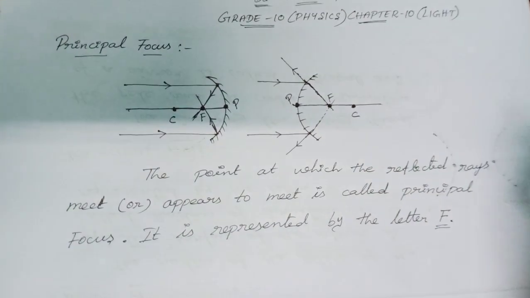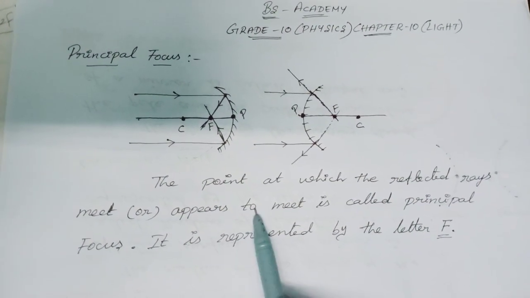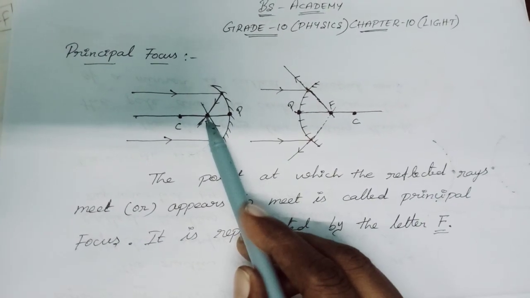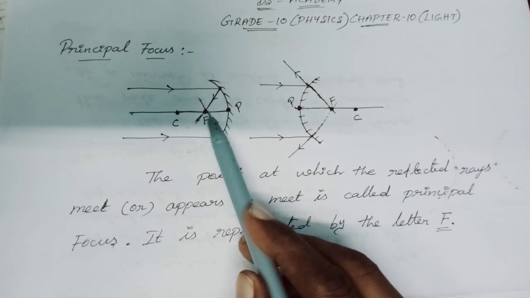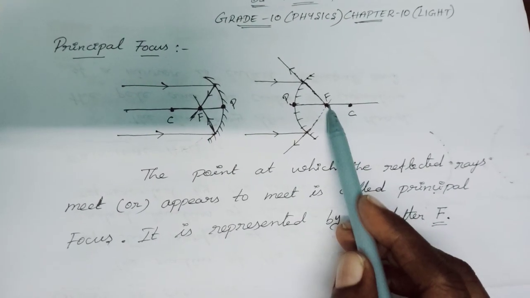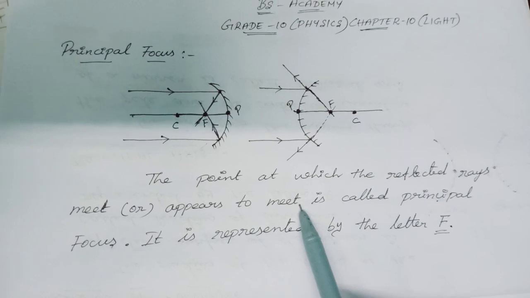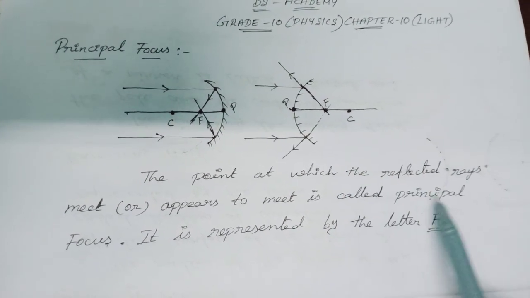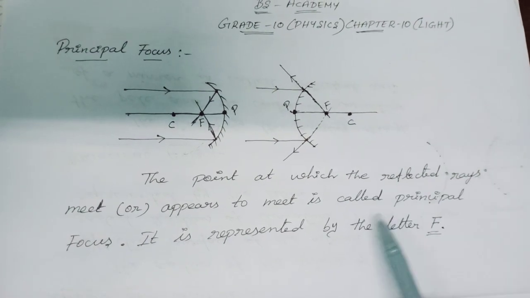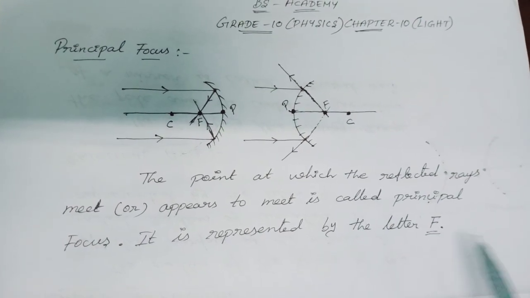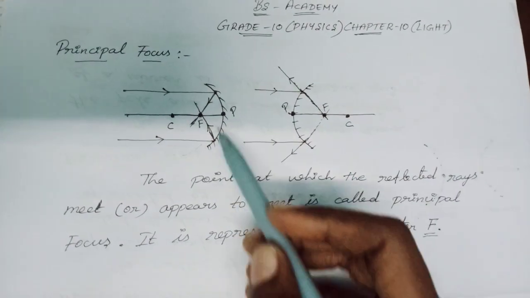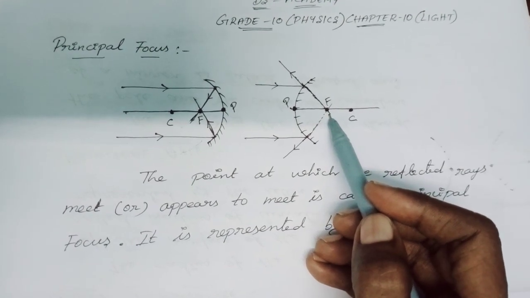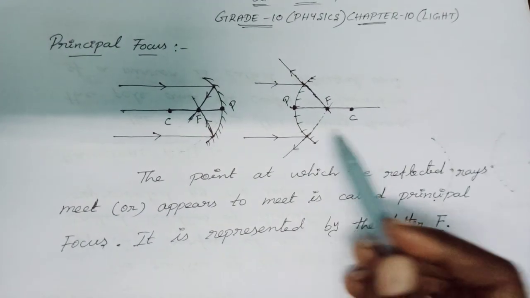Principal focus. So that is the definition given here: the point at which the reflected rays meet. In case of a concave mirror it actually meets, but in case of a convex mirror it appears to meet. It appears to meet at this particular point, and that point is called the principal focus. It is represented by the capital letter F. Was it clear, students? This is for the concave mirror and this is for the convex mirror. Is it clear? Right.